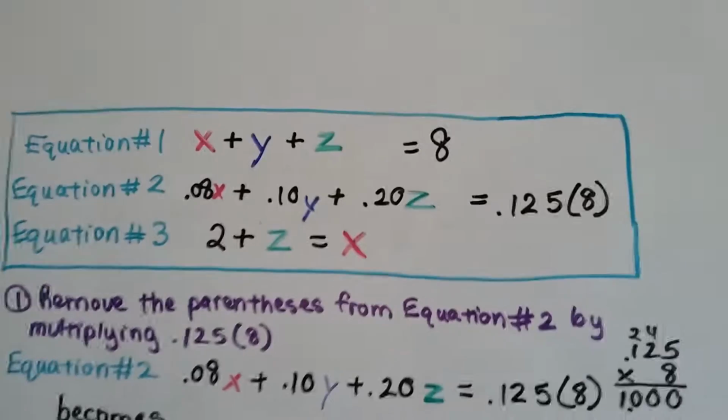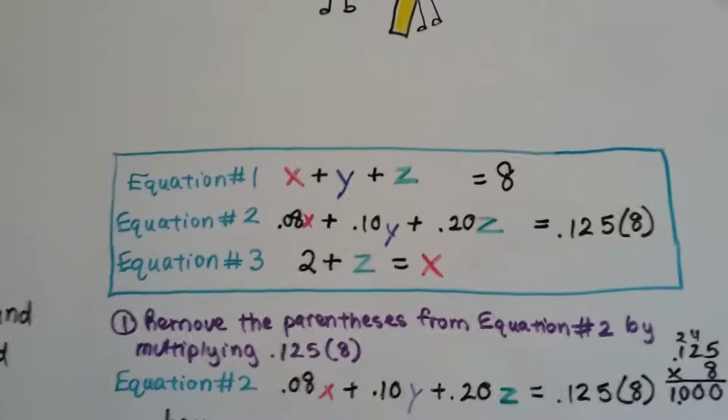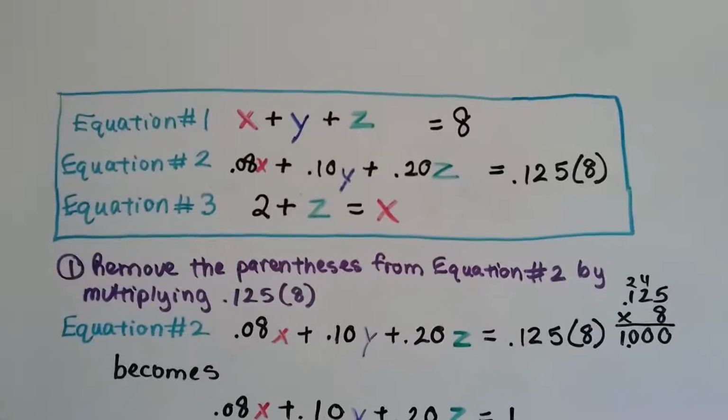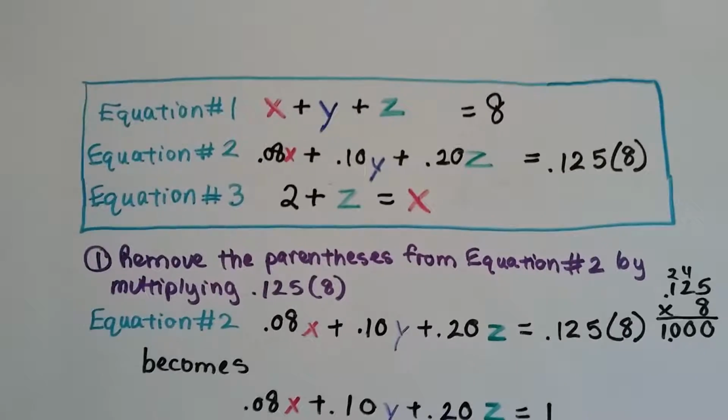So I've got them all nice and neat in this box up here. Equation 1, equation 2, and equation 3. And the first thing we're going to do is start working on equation 2 because there's a parentheses in there and some decimal points that we need to get rid of.